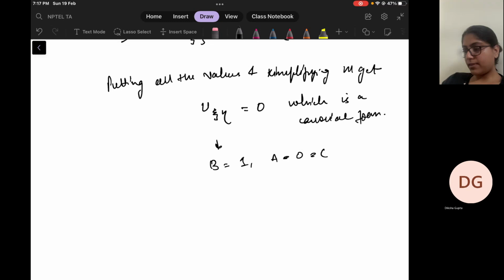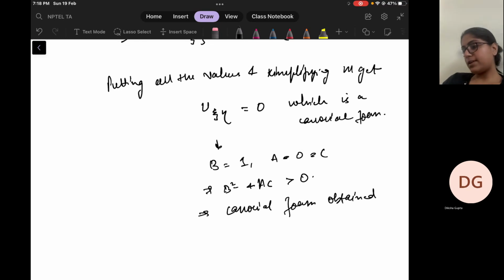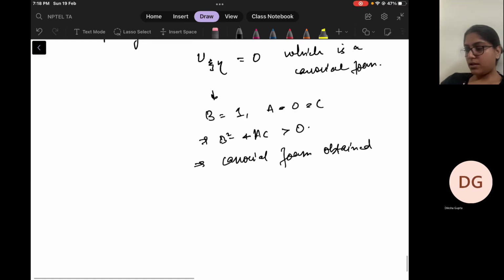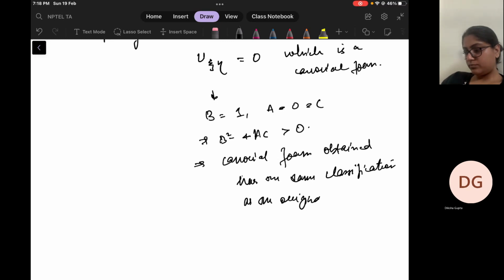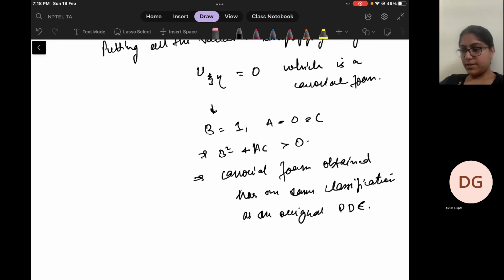Again, the canonical form obtained is hyperbolic, meaning that it has retained the classification of the original PDE we had, and it has turned out to be the same. The canonical form attained has the same classification as the original PDE.